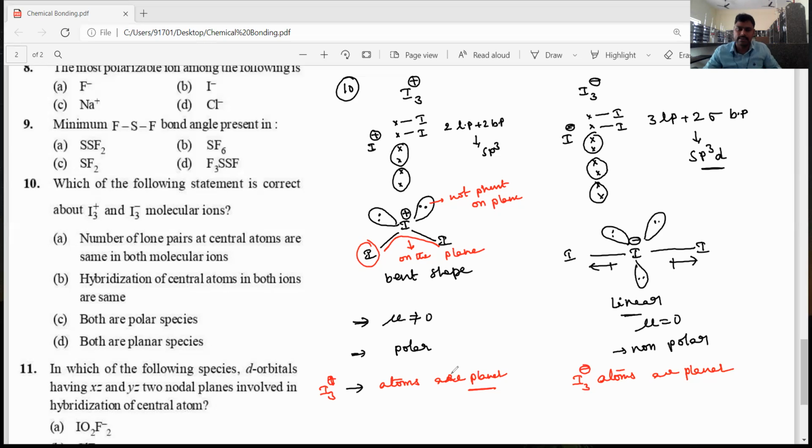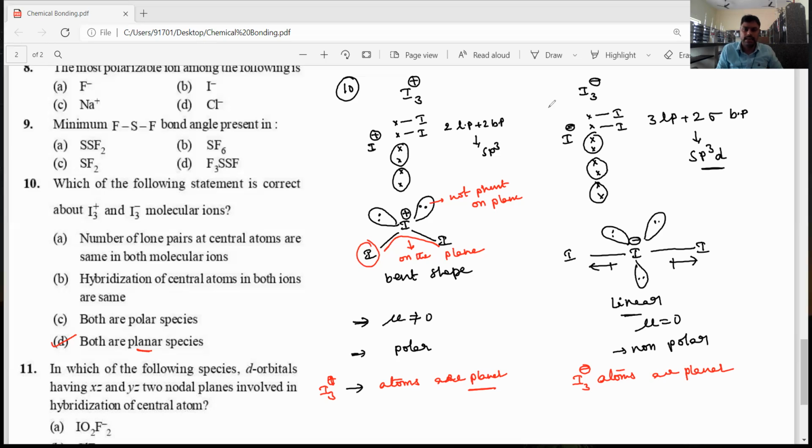Okay, which is the correct similarity? The number of lone pairs is different, so the first option is not correct. The hybridization of the central atom is different, so the second option is not correct. As for polar species, one is polar and the second one is non-polar, so the third option is also not a correct statement. Fourth option, both species are present in the plane, planar. That's why the D option is correct. Okay, students, don't get confused. Read all the statements and you will get the correct answer.